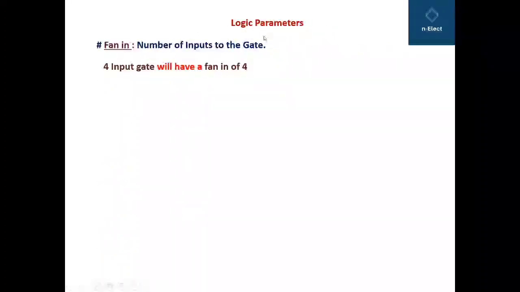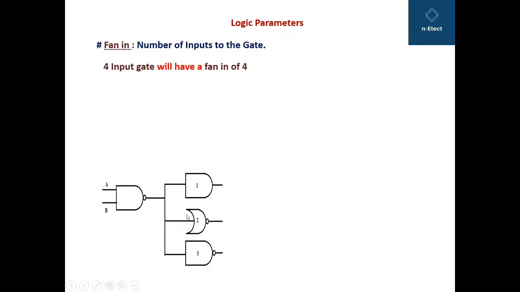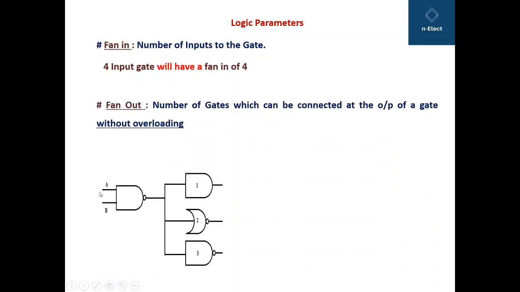Then logic parameters. There are different logic parameters associated with IC, or integrated circuit, families. The first parameter is fan-in. Fan-in means the number of inputs to the gate. Suppose there is a 4 input gate, then it will have a fan-in of 4. In this diagram, the NAND gate which we are seeing here has 2 inputs and therefore the fan-in of this gate is 2.